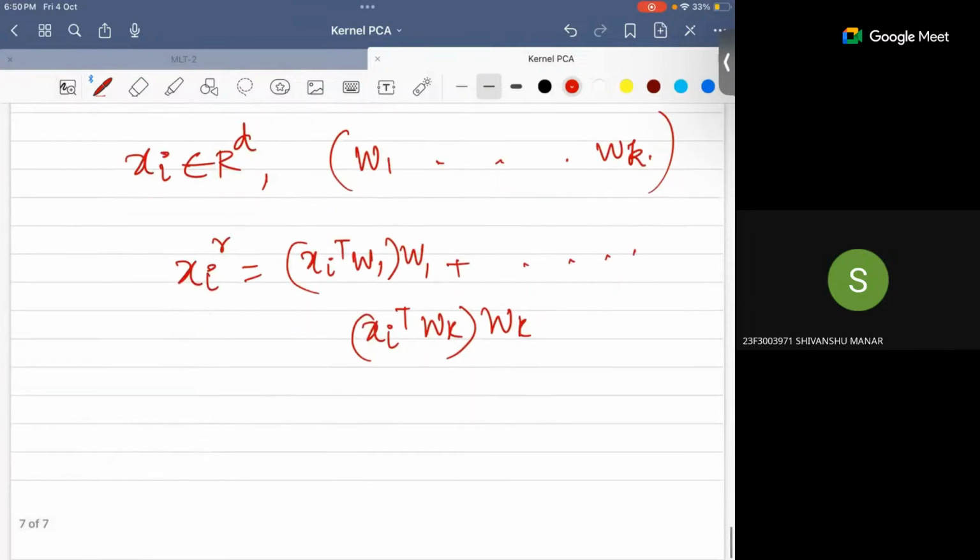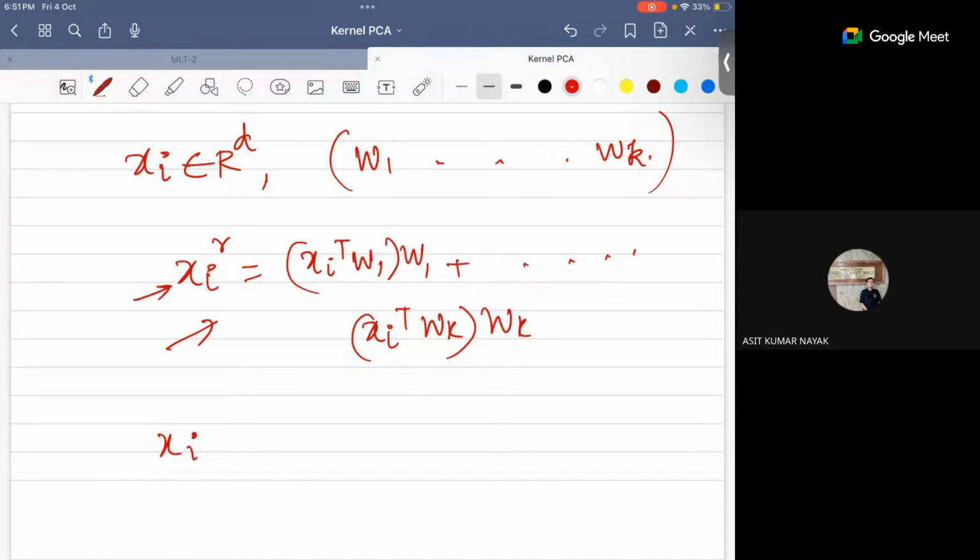This is your reconstructed data set, and if you want to get the exact data set, you can use all the principal components that you have. Okay, so if we want to get the exact Xi, not the reconstructed Xi, then we have to go till WD, correct?